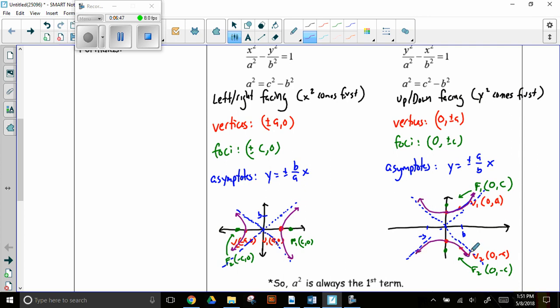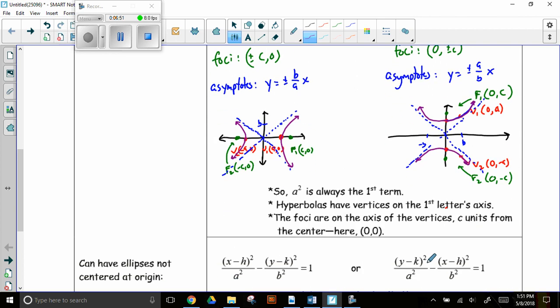And we get that general shape. So things that I want to point out, again, a squared is the first term, no matter what. Hyperbolas are going to have vertices on the first letter's axis. So what that means is if x squared comes first, it's going to be oriented left and right. If y squared comes first, it's oriented up and down. And the foci are always on the axis of the vertices, located c units from the center.